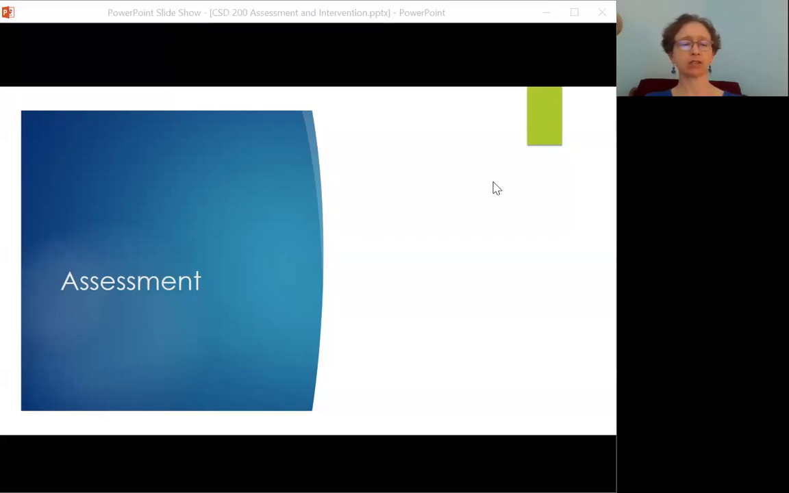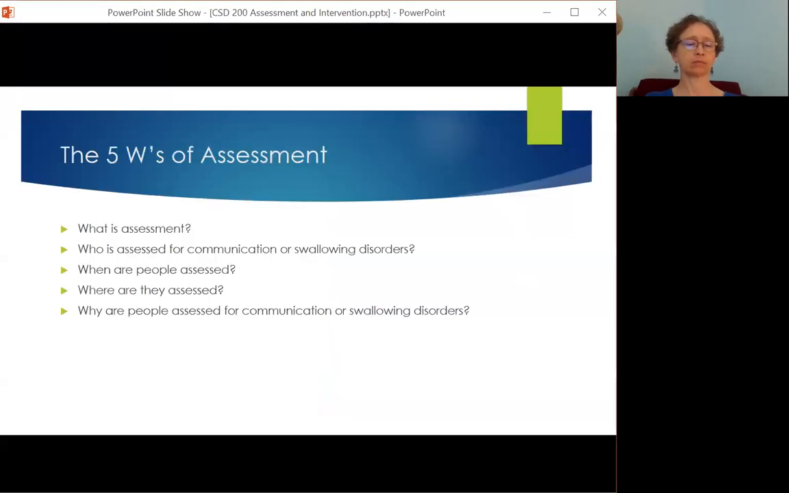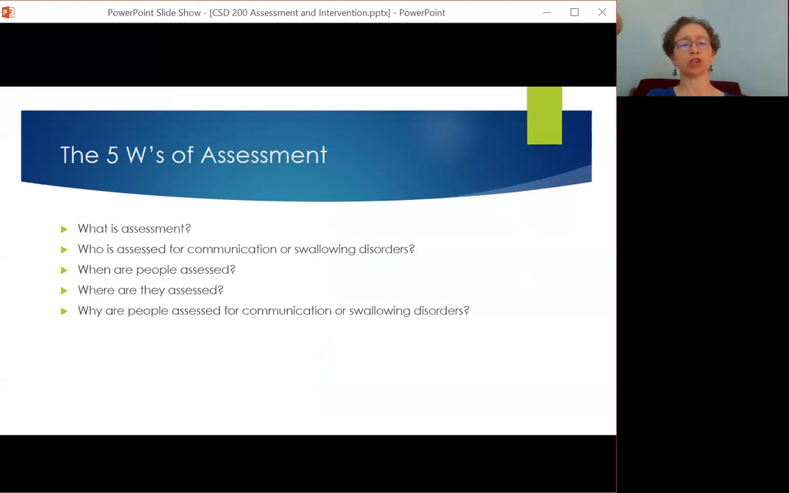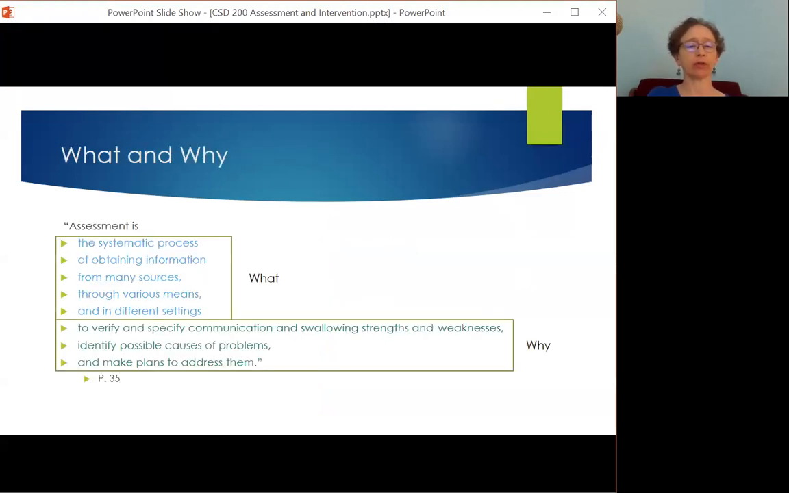All right, let's talk about assessment. I'm going to use a really simple approach here and talk about the 5 W's of assessment. So we'll talk about what is assessment, who's assessed, when, where, and why are people assessed for communication or swallowing disorders. Let's break apart the definition from your textbook to get started.